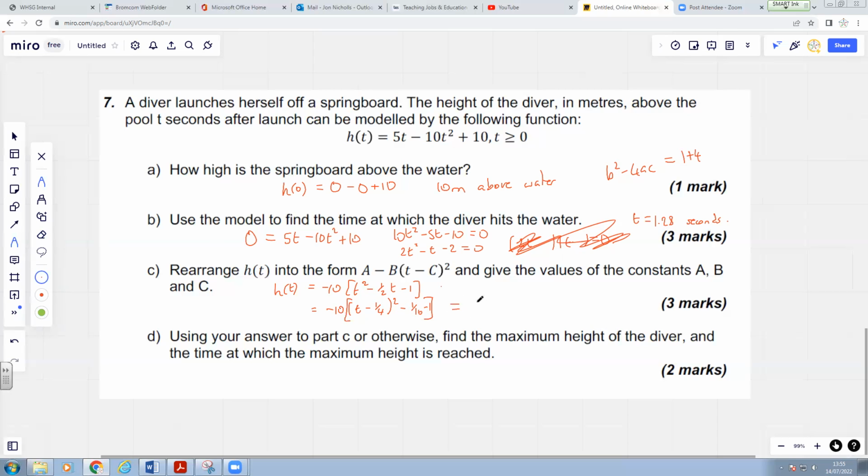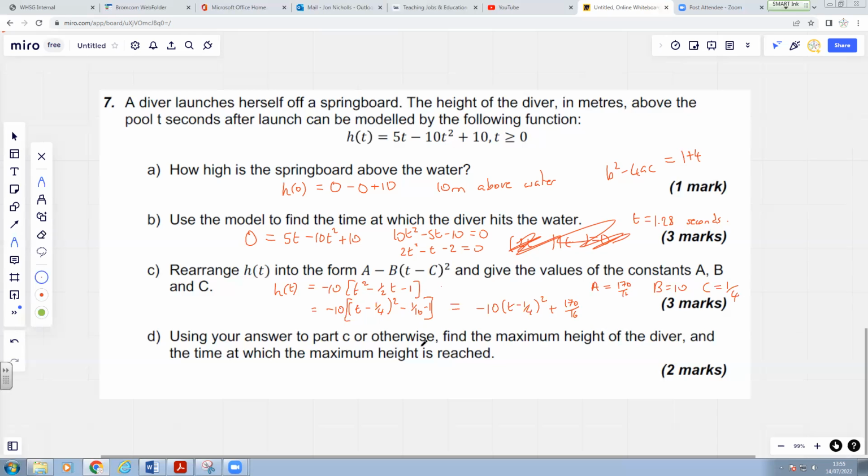Okay, now to simplify that, think of that as minus 17 over 16, and then we're going to times the minus 10 in. So you're going to get minus 10 times t minus a quarter squared. Bit of a fiddle, this one. Yeah, that's definitely giving you minus 17 over 16. Times by minus 10 will become plus 170 over 16. So there we go. A equals 170 over 16. B equals 10, because it's written the other way around. And C equals a quarter.